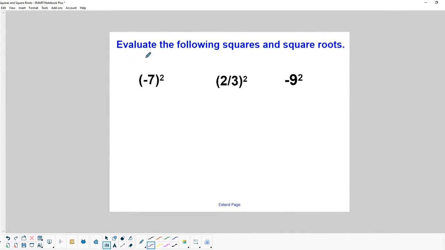Okay, so let's evaluate the following squares and square roots. So negative 7 times negative 7 is 49. What about a fraction? Well, I just do 2 times 2 over 3 times 3. So that just gives me 4/9.